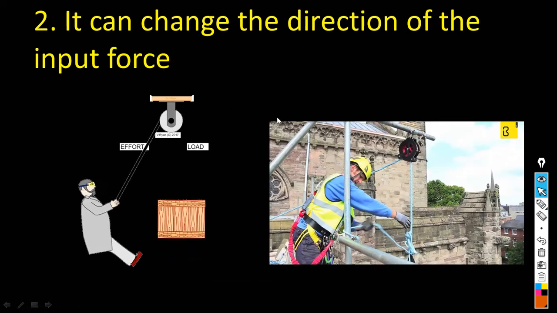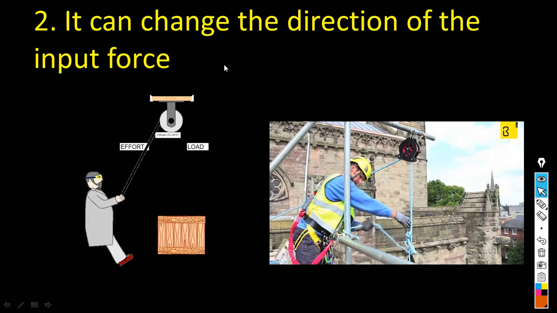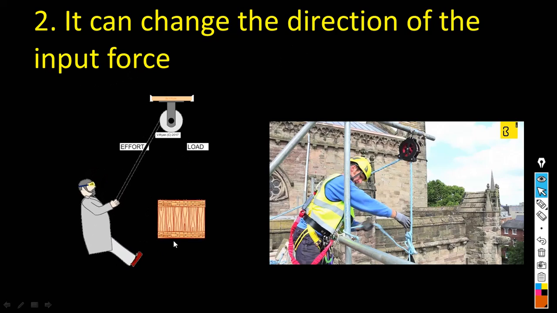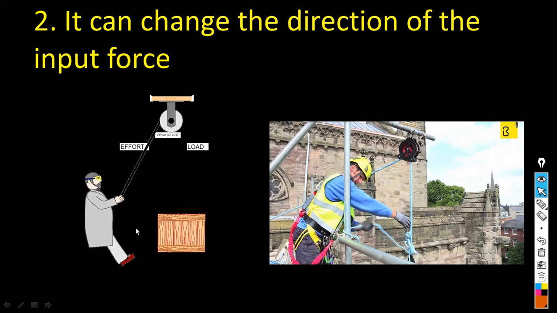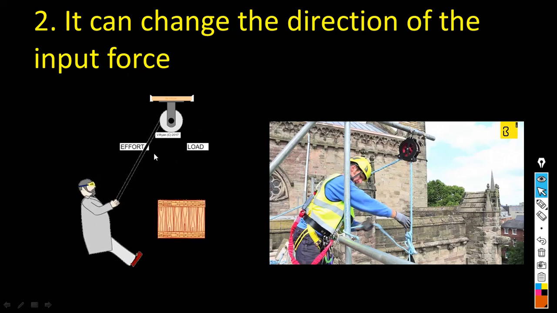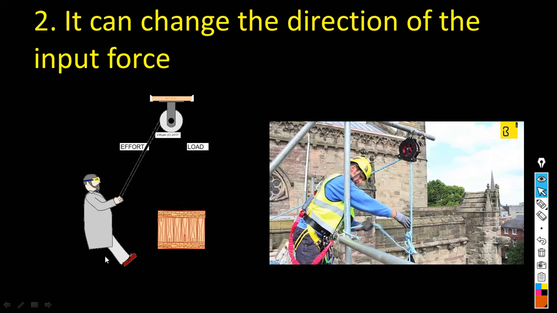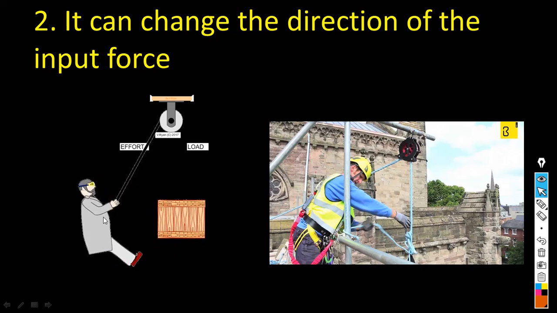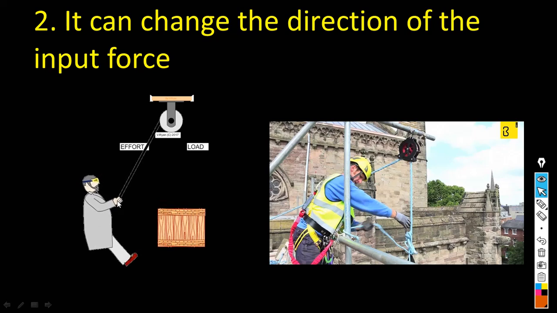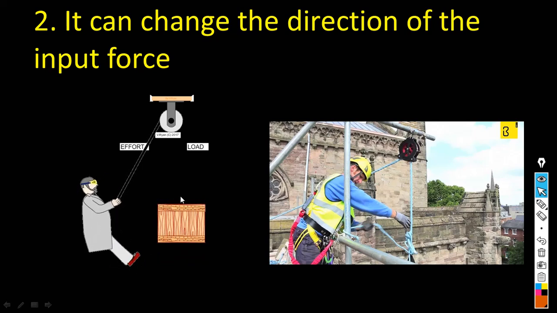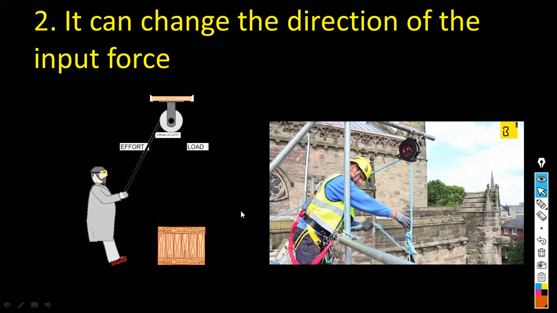Okay, the second advantage that I talked about was this. It can change the direction of the input force. Look at this image or this small short video, and the input force that this guy is applying on the rope is downwards, right? Look at that. Here it goes. There it goes. It's downwards. Okay, that's the input force. It's being directed downwards. And the output force that is being applied on the box is obviously upwards, right? So this is an example of change in direction of the input force.